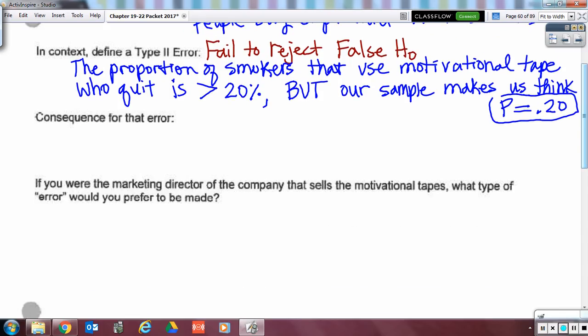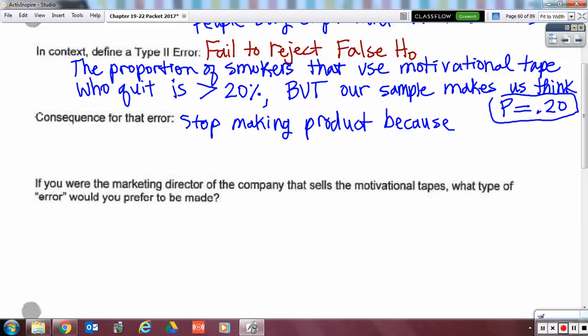So what does that mean? What's the consequence? What's actually happening? What will the manufacturer do? Yeah, stop making the product because they think it doesn't work. Okay, so they stop making product because we think it doesn't work. You could also put things like, people are losing out on something that could help them. Stop making product because we think it doesn't help. So people are missing out on a product that could potentially help them.